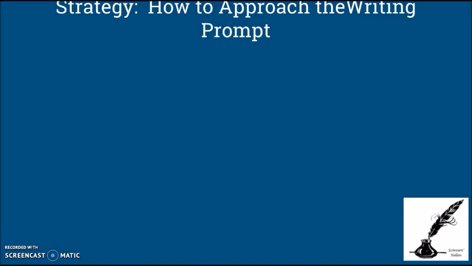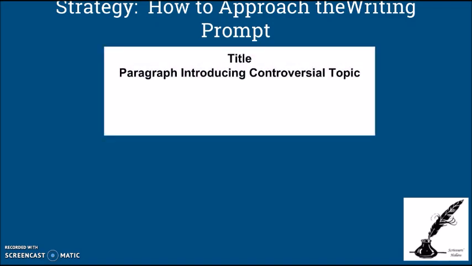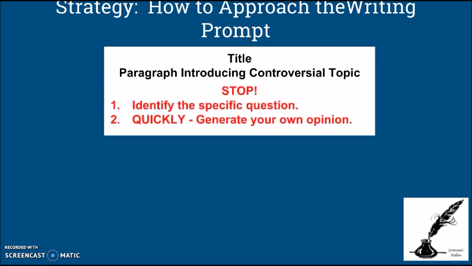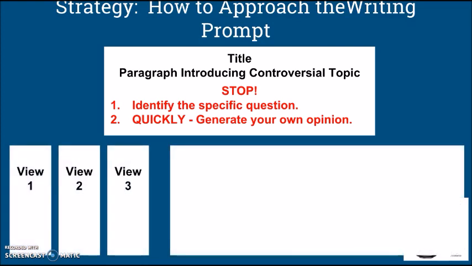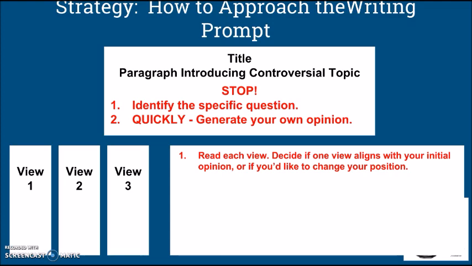So, as you recall from Lesson 1, our overall strategy for how to approach the ACT writing exam was to read the introductory paragraph on some controversial topic, and then stop and make sure that we've identified the specific question, and then quickly generate your own opinion before looking at the views that are presented on the exam. Once you've done those things, you're going to read the 3 views, and you're going to decide if your initial opinion matched any of the 3 that are presented, or perhaps if you'd like to change your opinion, you can do that at this point.